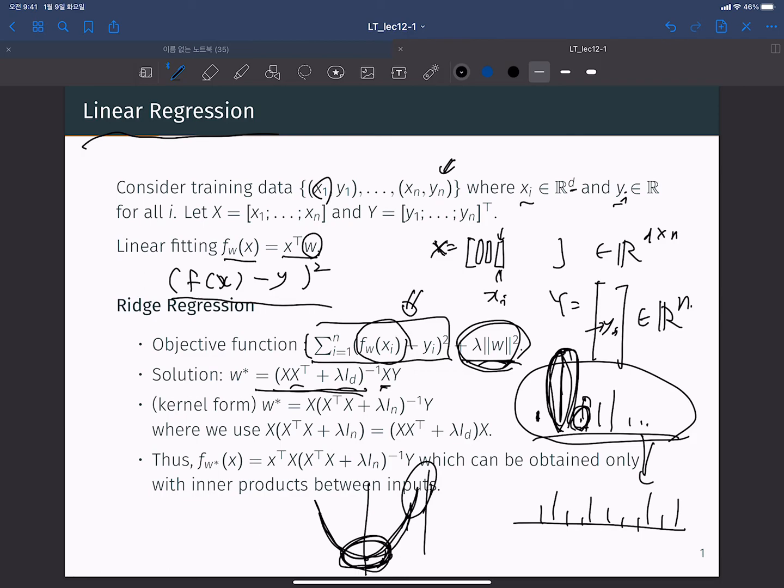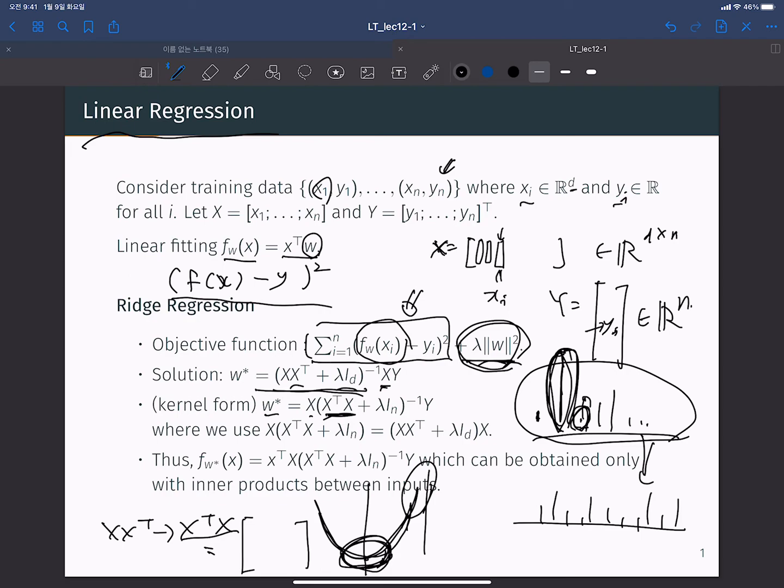We can change the W star equation like this. We can represent W star as follows: W star is equal to X times (X transpose X plus lambda I_N) inverse times Y. So here the main difference is that XX transpose is changed to X transpose X. Then what is the meaning of X transpose X? This is kind of a kernel. This is called a kernel.